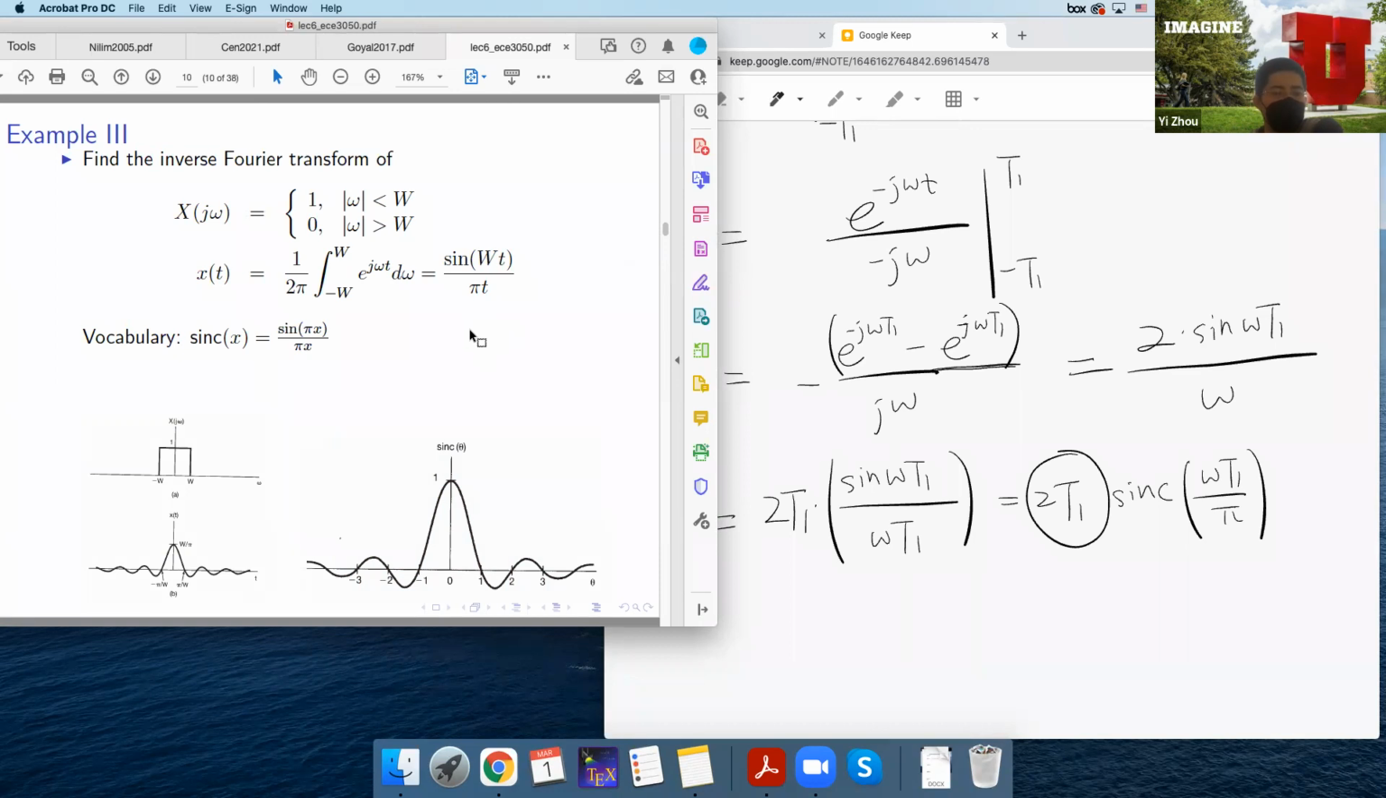So from now on, you should be sensitive to these two types of signals. If you see a rectangle in either the time domain or the frequency domain, always remember that this is related to the sinc signal in the other domain.